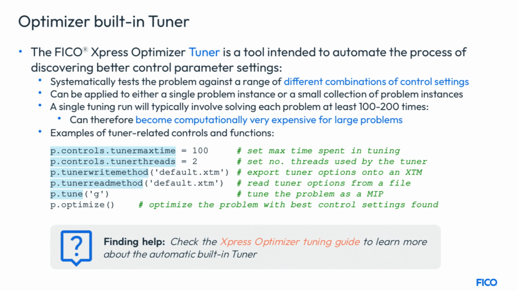There are controls related to the tuner that can be set by the user, such as the maximum time, in seconds, spent in tuning, or the number of threads to be used by the tuner. Problem methods directly associated with the tuner are also included by the Xpress Python interface, such as those for reading and writing XTM files with the current tuner options set, and the option to tune the problem as a certain problem type, LP or MIP. The tune method finds the best control settings configuration, which is then applied by the optimize command. Explore the method problem.tune for more information about problem tuning.